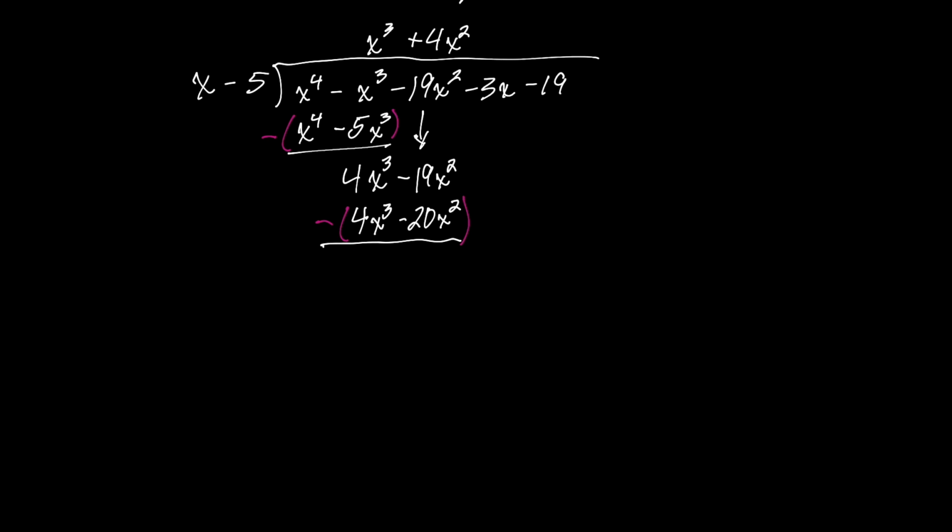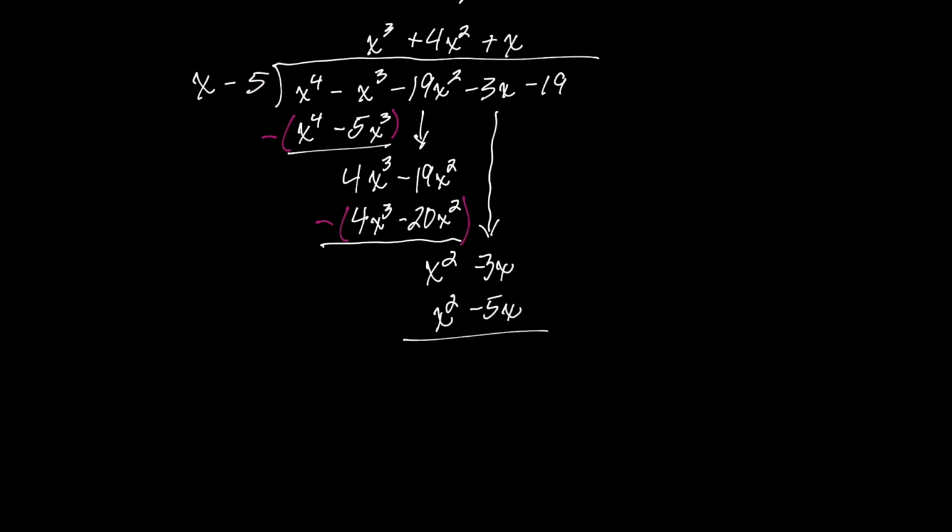And then I'm going to subtract 19x squared minus a negative 20x squared. So that's like adding 20. So that leaves me with x squared. Drop the next term down, minus 3x. X up here goes into x squared here, x times, because x times x is x squared, right? We're multiplying x times x, x squared. X times minus 5, well, that's minus 5x.